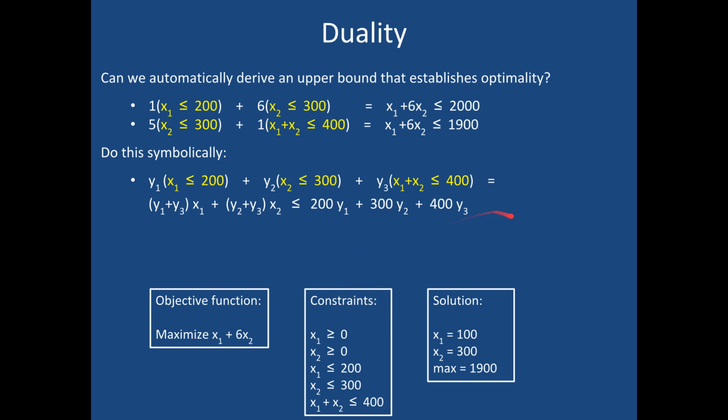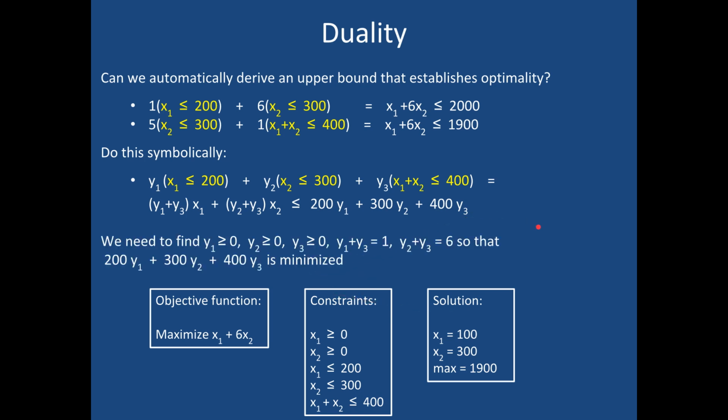So here's our program. I've added in those constraints. We need to have y1 plus y3 equal 1, y2 plus y3 equals 6, such that the right-hand side is minimized. That's just a linear program, and it's called the dual. I told you before the break that you can take any linear program and turn it into its dual, where the solutions are the same. The dual of a maximization problem is a minimization problem, and vice versa. So what we're doing here is deriving the dual program.